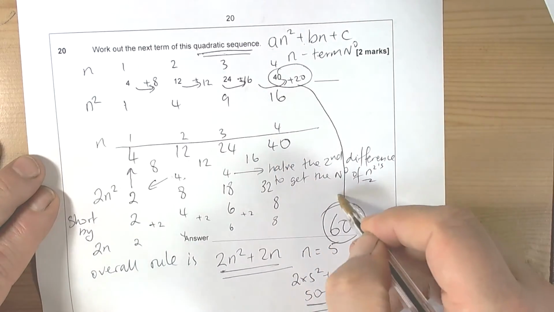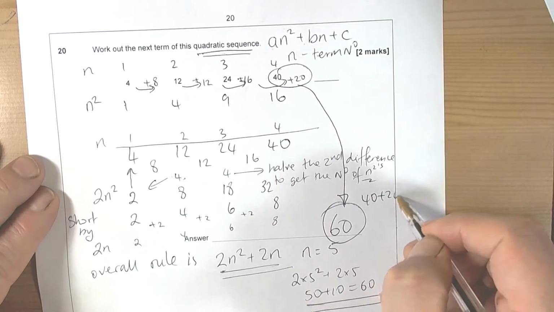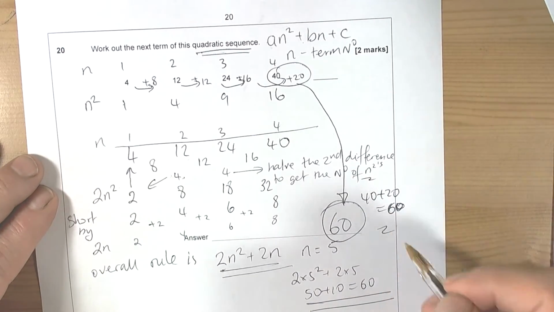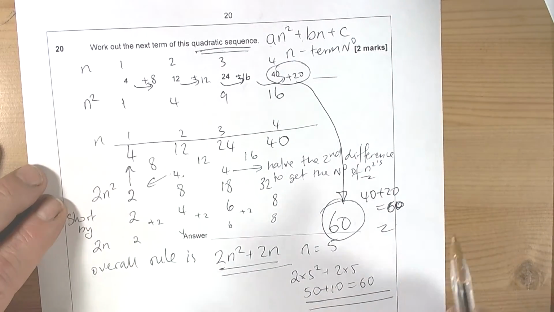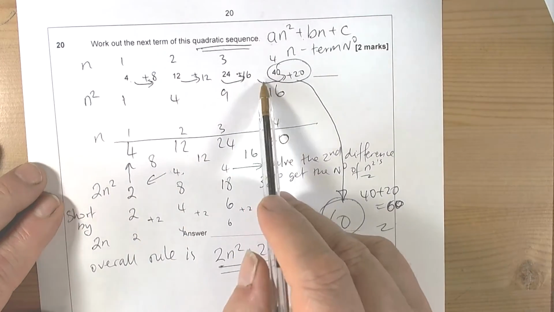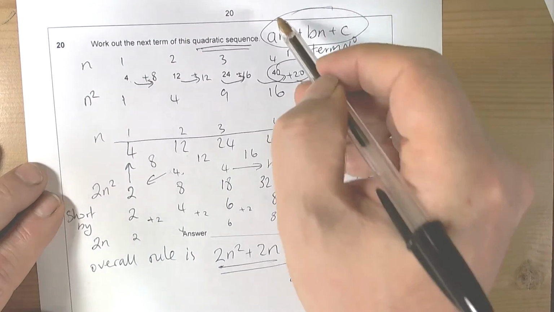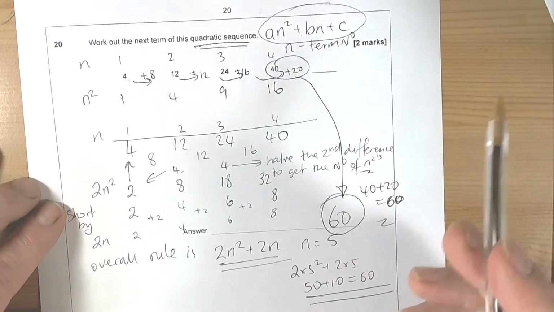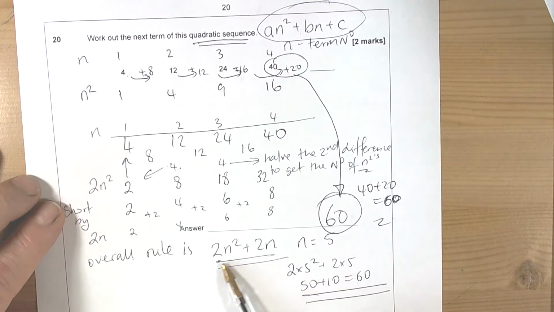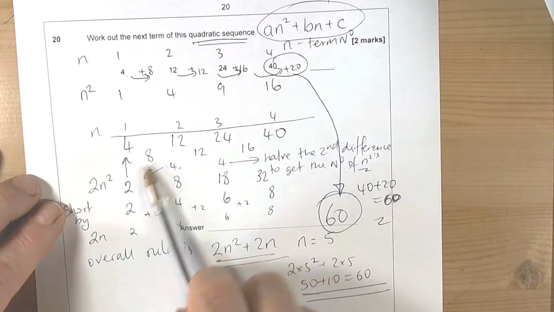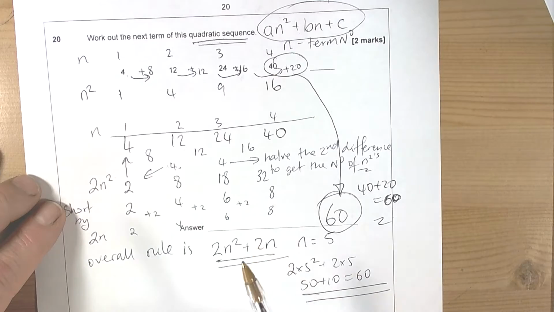So 40 plus 20 equals 60. So that would have been a quick way of getting the answer to this question, by just using the pattern of differences to get the next term. However, some of you want to push on to the higher levels, and if you have to find the nth term rule for a quadratic sequence, then this particular part here is the method to use.